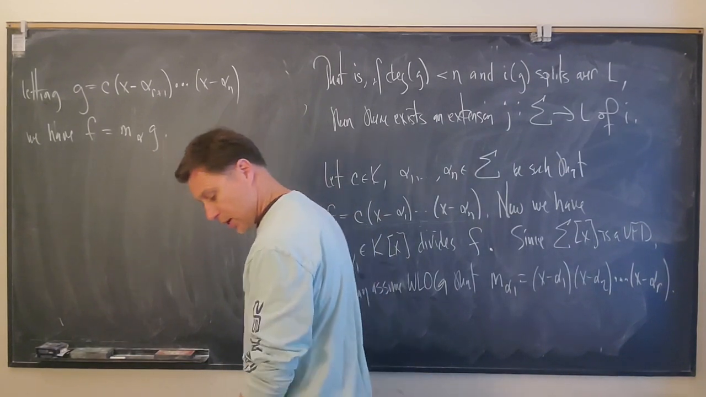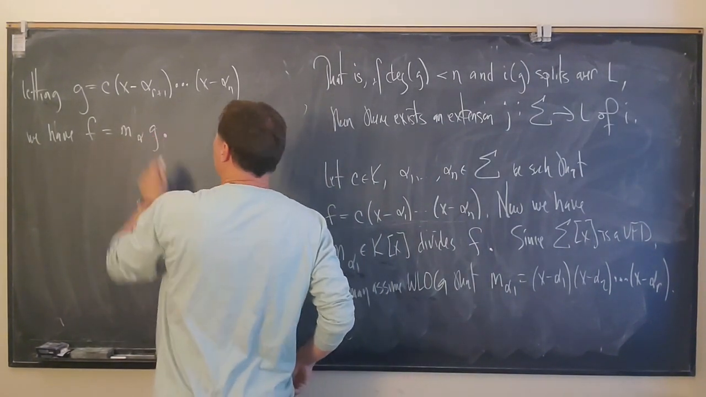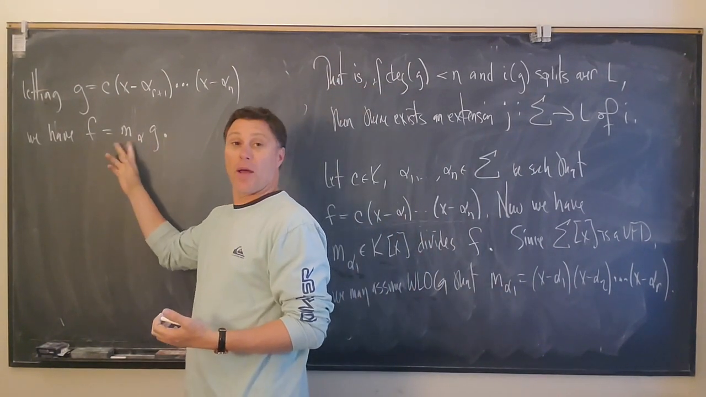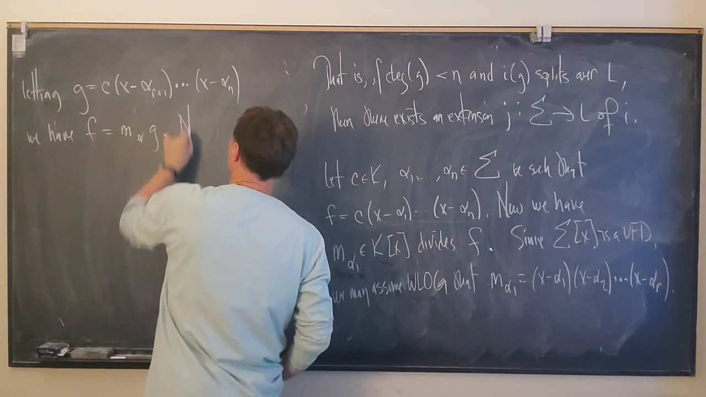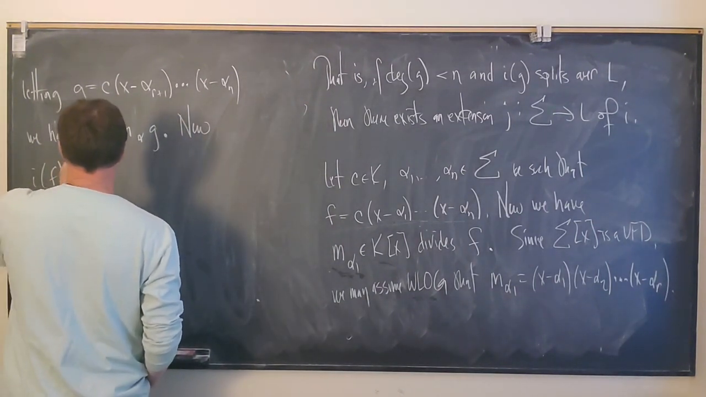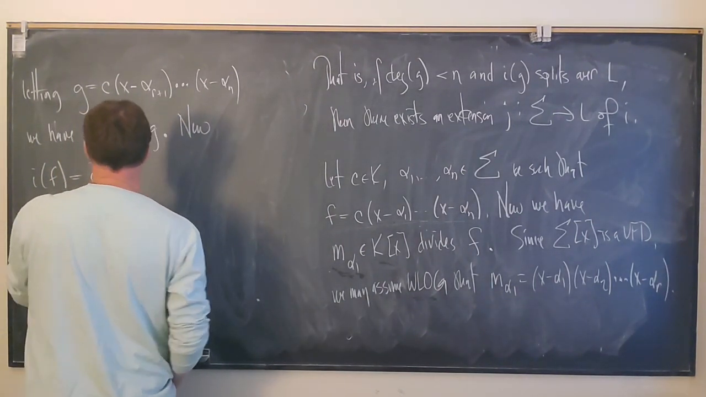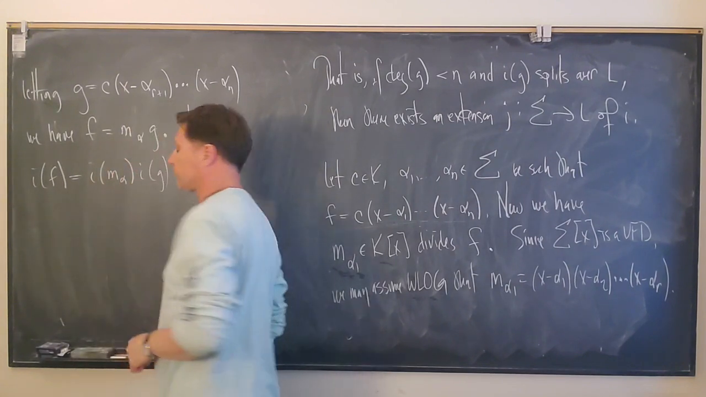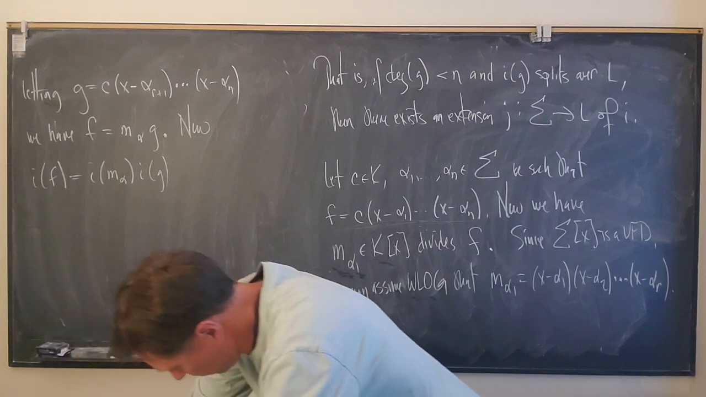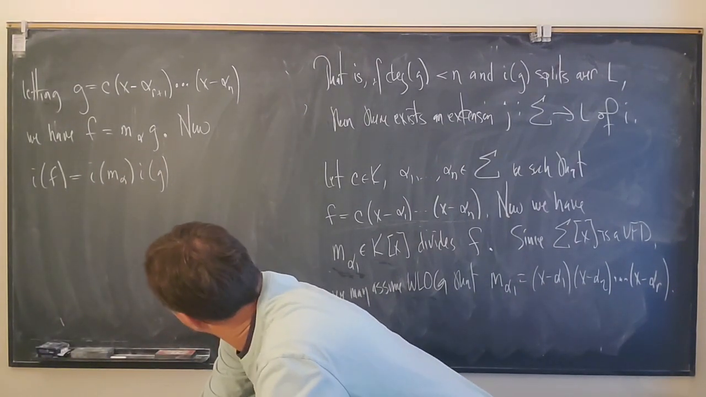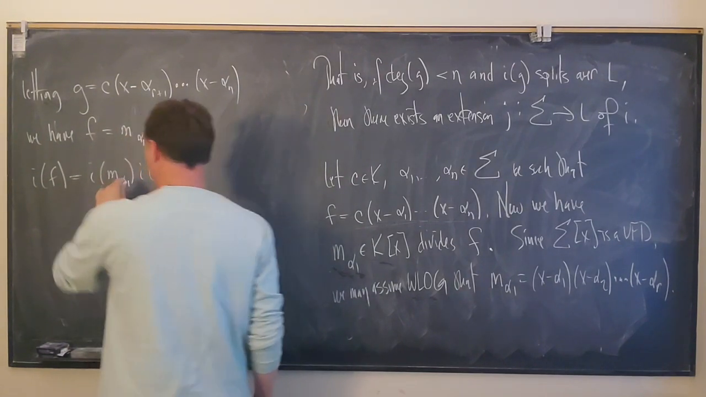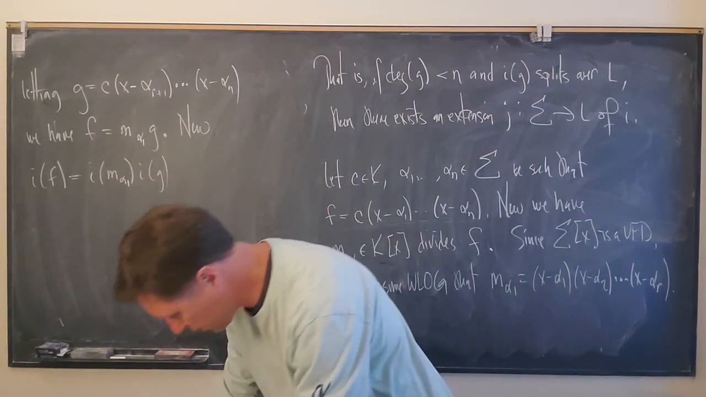Now what I want to do is apply I to f, and then I can apply I on the right-hand side. So now I of f equals I of m sub alpha 1 times I of g. Oh, sorry, that should be an alpha 1 there and an alpha 1 there. And let me just make sure I get all my pieces in the right order.